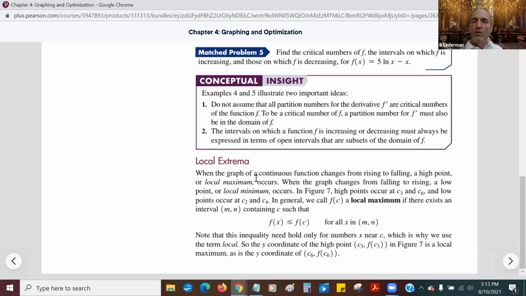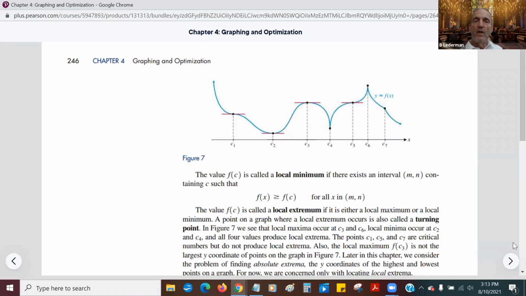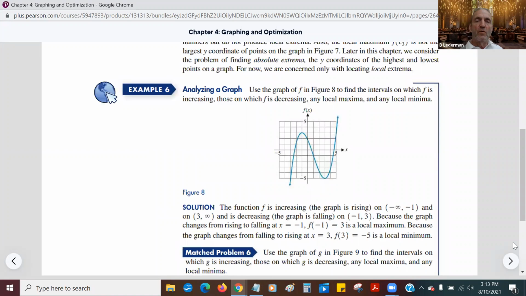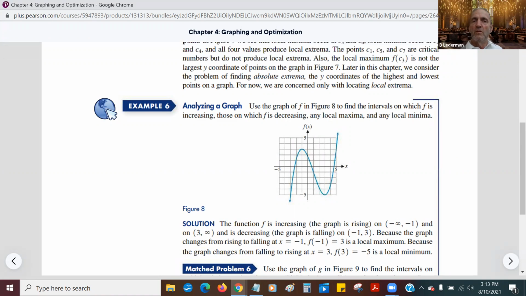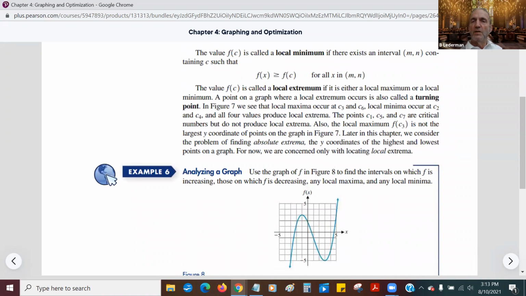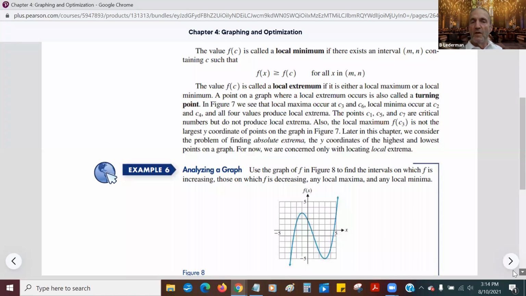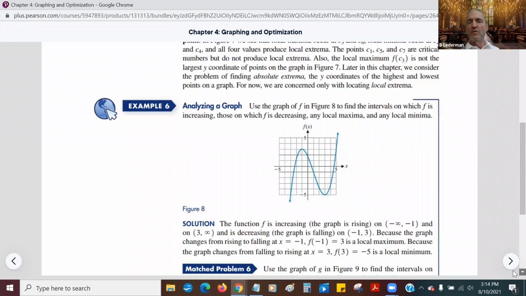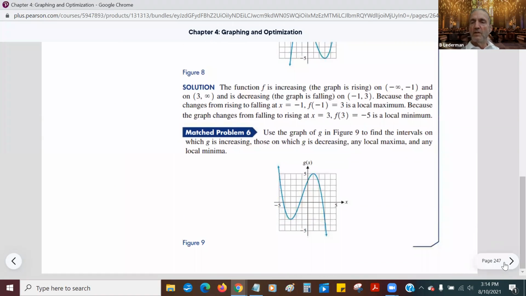Okay, I mentioned before the idea of a local extreme, a local max, local min. Let's analyze this graph. The max, sometimes they call it a turning point because it's going up and it turns around and goes down. So that point right there is a local max. That point right there is a local min. Obviously, it's increasing over here, it's decreasing over there, and it's increasing over here. You can just see that from the graph. They're not even telling us the functions here, but we could just see that from the graph. All right, let's move on.